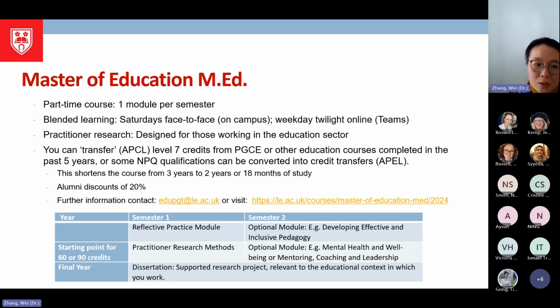Like the IPGCE and many of the other distance learning programs, we do take into consideration previously accrued credits from other programs or other qualifications, which may shorten the study period from 3 years to 2 years or even 18 months, which is the minimum study period. For our alumni, we do offer a discount of 20%.